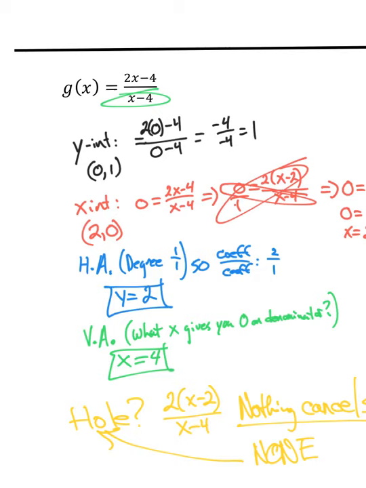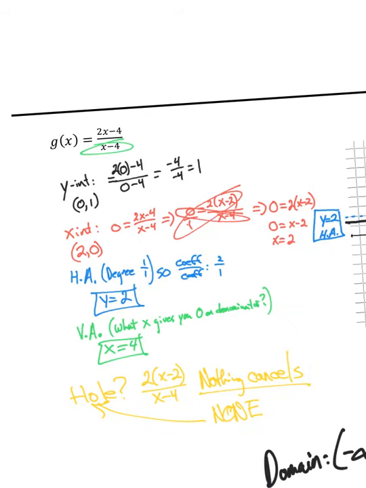Let's figure out the y-intercept by putting 0 in for x. That gives me a y-intercept of (0, 1). And again, that's how you're going to have to write it for the quiz. For your x-intercept, you're going to set the function equal to 0. Cross multiply, you get x equals 2. That means that your x-intercept is (2, 0).